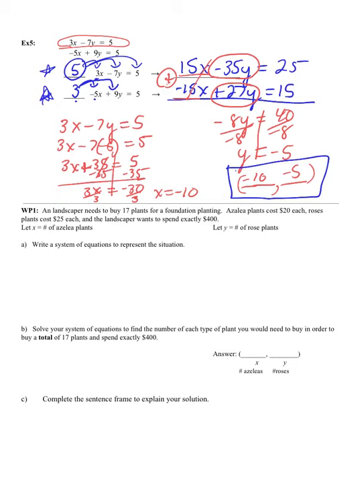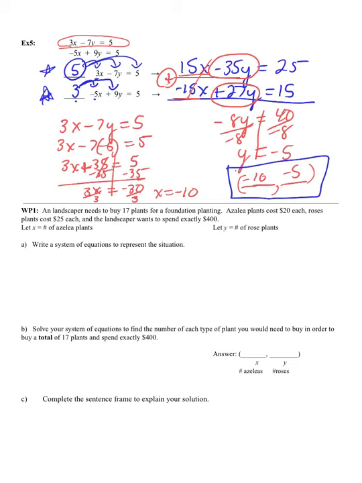So the first great rule of solving a word problem is reading it start to finish. So I would like you to pause this video, read word problem 1 from start to finish very carefully, and then turn it back on, okay? Word problem 1. A landscaper needs to buy 17 plants for a foundation planting. Azalea plants cost $20 each, and rose plants cost $25 each. And the landscaper wants to spend exactly $400.